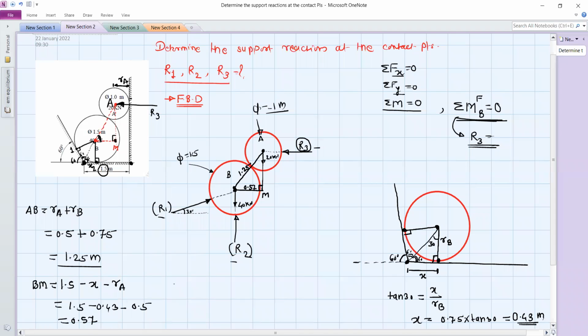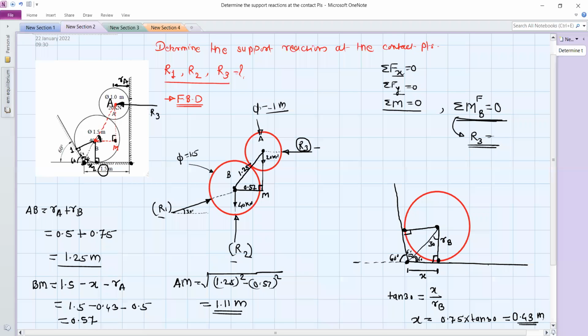Okay. So use the Pythagoras. So you will get the distance AM, this is equal to the square root of 1.25 squared minus 0.57 squared. Okay, so this is equal to 1.11 meter. Okay, and then you can use this equation, summation of moment about point B is equal to 0.